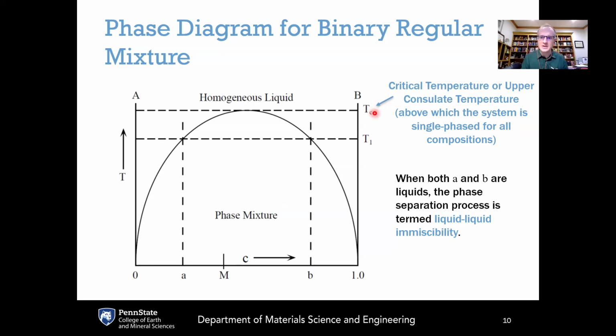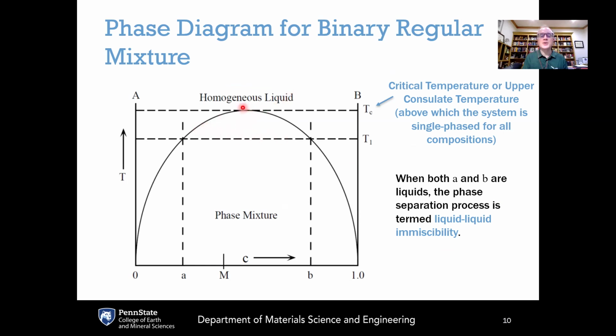The upper consulate temperature is the temperature above which the system is single-phased for all compositions. So at any temperature above the critical temperature, this means that entropy wins completely at all temperatures at and above Tc. This means that a homogeneous liquid is favored. Phase separation, or immiscibility, is only favored when you are within this immiscibility dome.